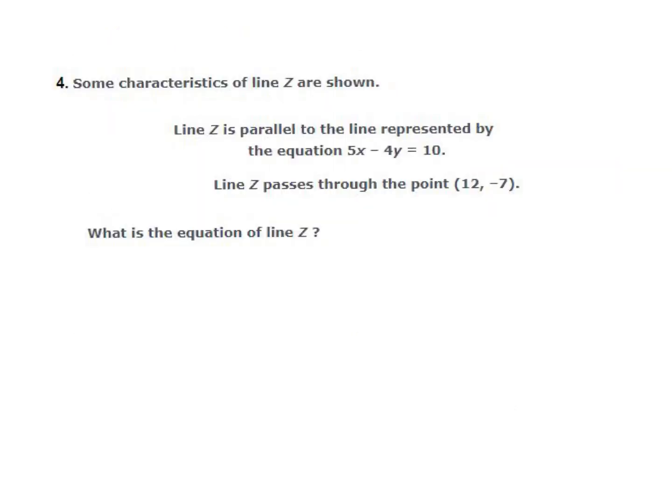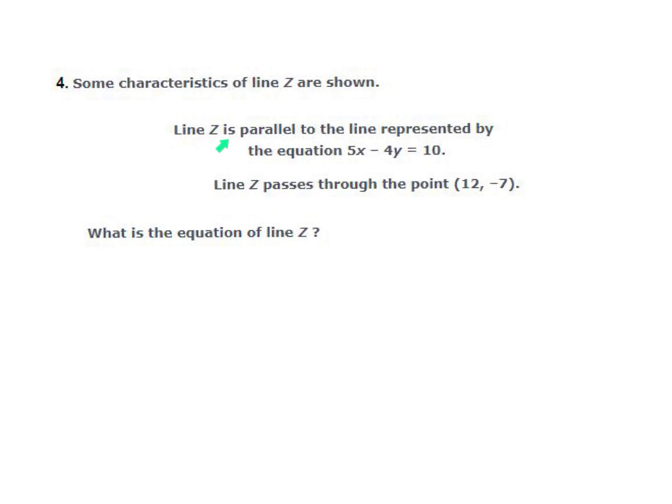Okay, now let's take a look at number 4. This says some characteristics of line Z are shown. All right, now we don't see the diagram of line Z, but it tells us that line Z is parallel to the line represented by the equation 5x minus 4y equals 10. And line Z passes through the point (12, -7). What is the equation of the line Z?